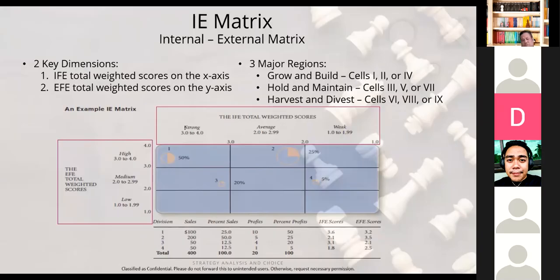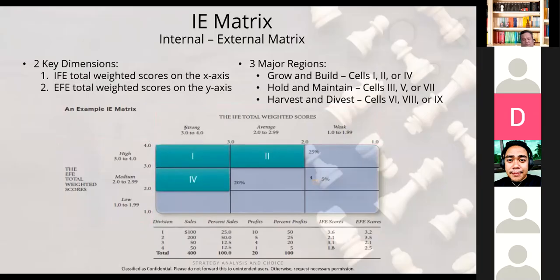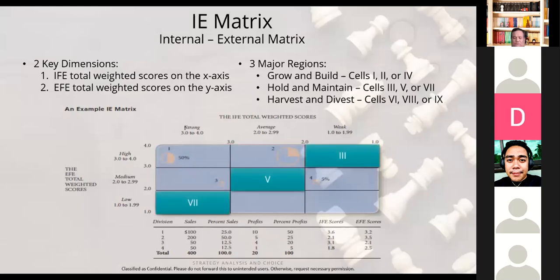The IE matrix can be divided into three major regions that have different strategy implications. First, the prescription for divisions that fall into cell 1, 2, or 4 can be described as grow and build. Intensive strategies can be most appropriate for these divisions. Second, divisions that fall into cell 3, 5, and 7 can be managed best with hold and maintain strategies.